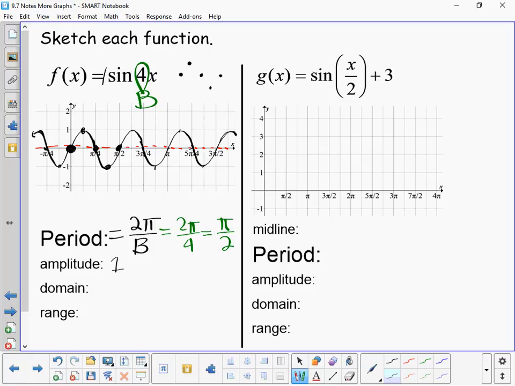Always on the ends I kind of miss. All right. The domain of the function is all real numbers, like all of our sine functions, and the range in this case is from -1 to 1.